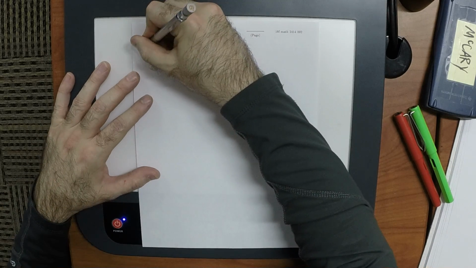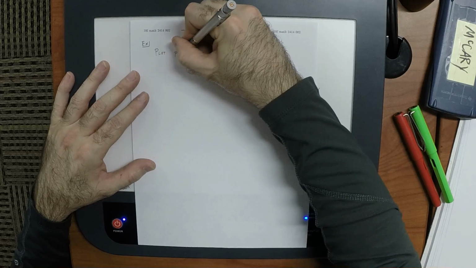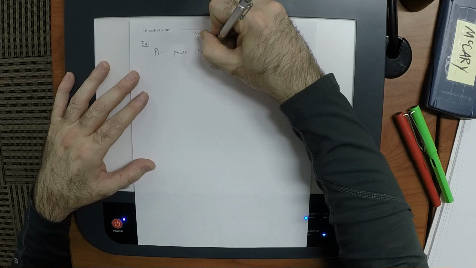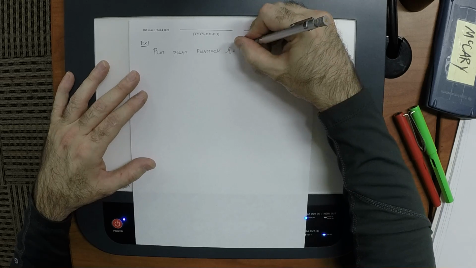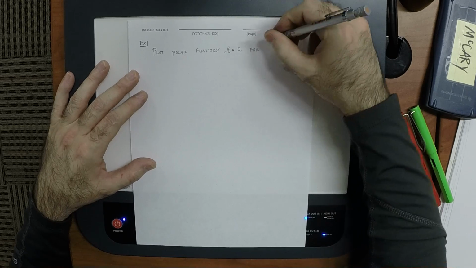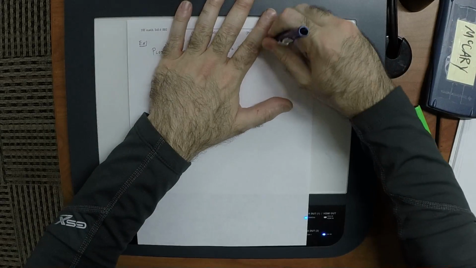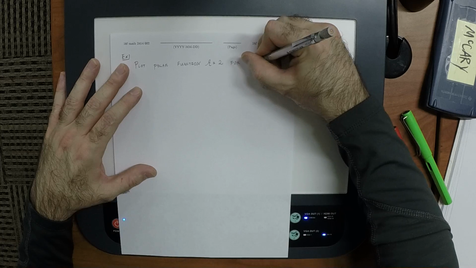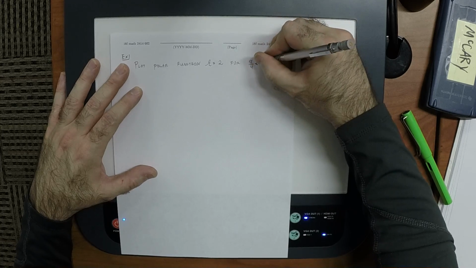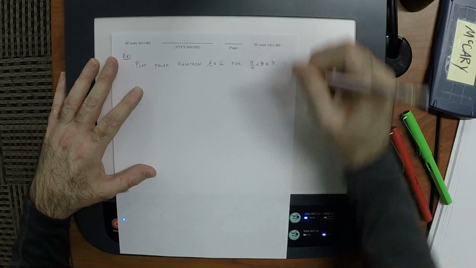So let's consider. Please plot the polar function r equal to 2 for pi over 4 less than theta less than or equal to pi. So what will that look like?